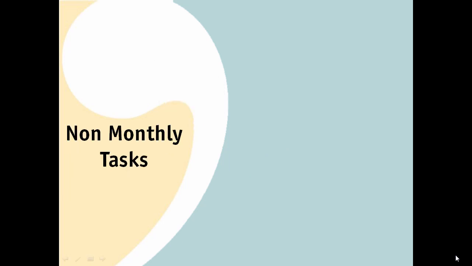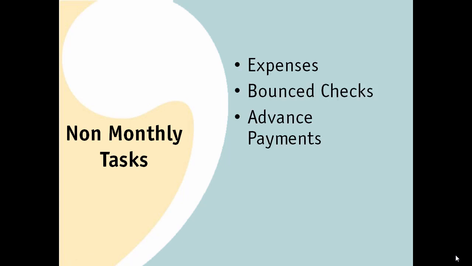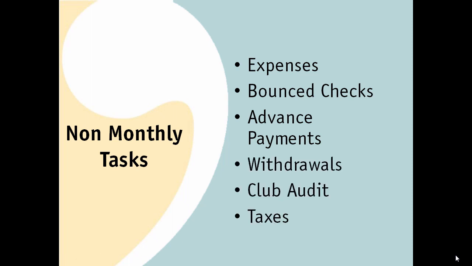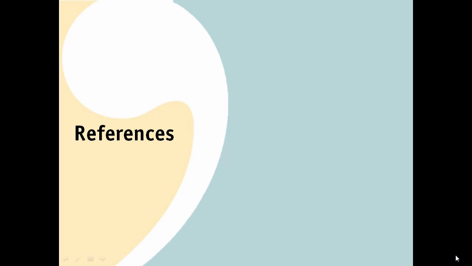We've covered a lot of information in this presentation. We've talked about expenses, bounced checks, advance payments, withdrawals, your club audit, and preparing your taxes. Fortunately, none of these tasks need to be done very often. Don't forget the bivio help page is available to you as a source for reference material.